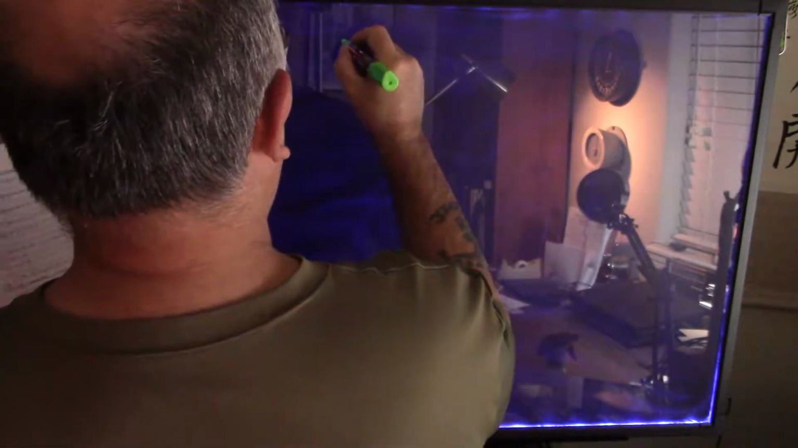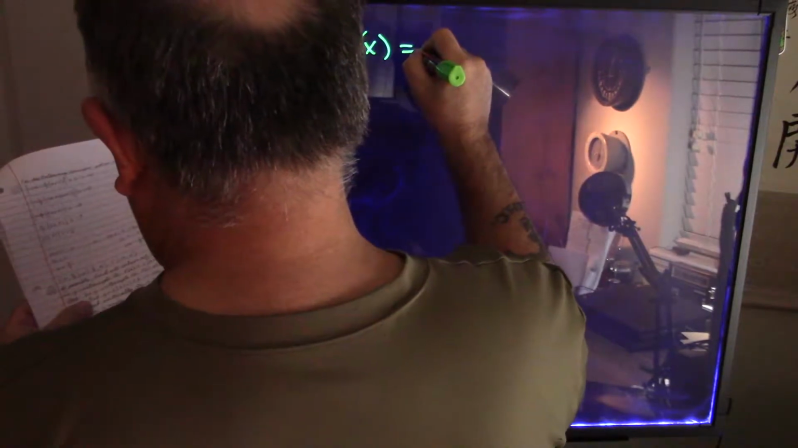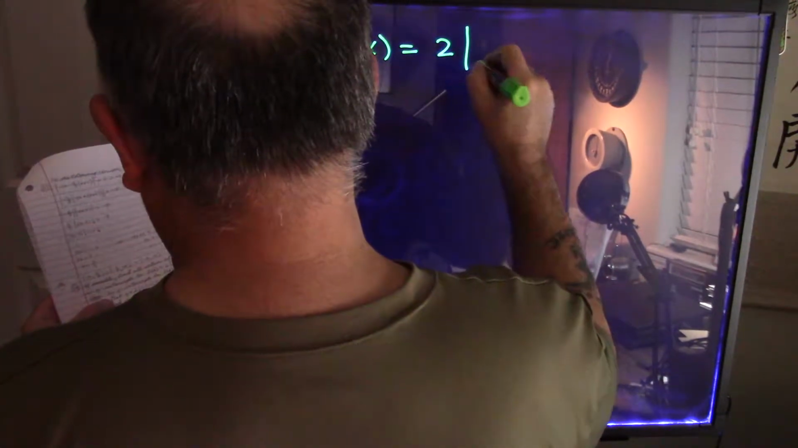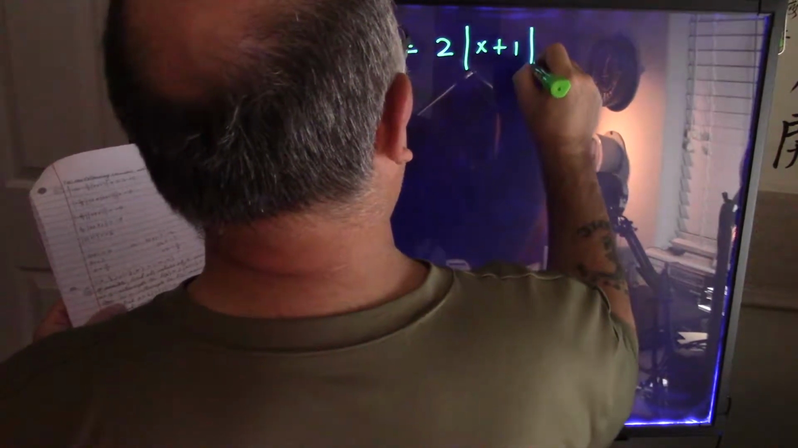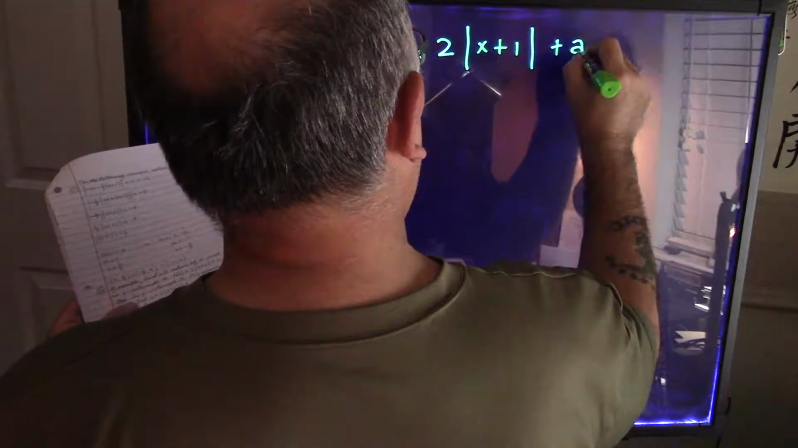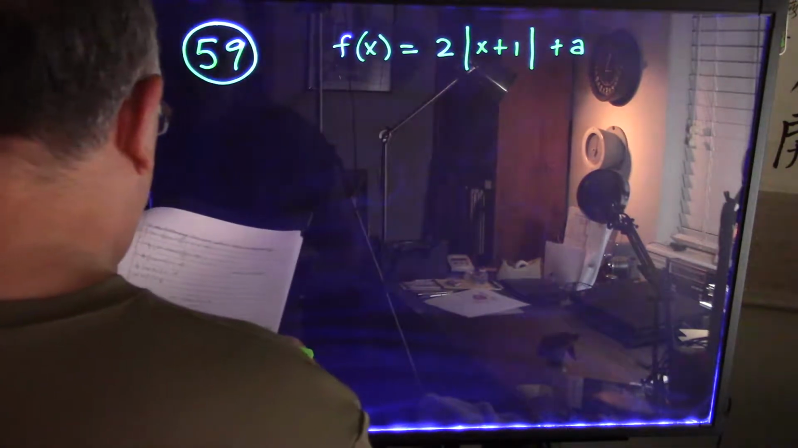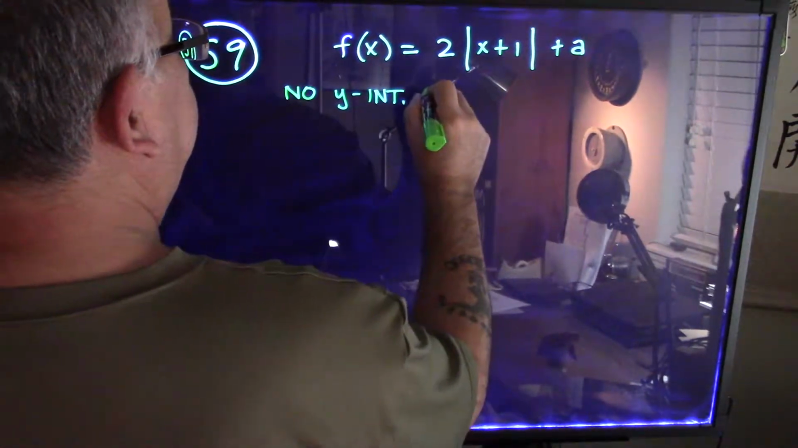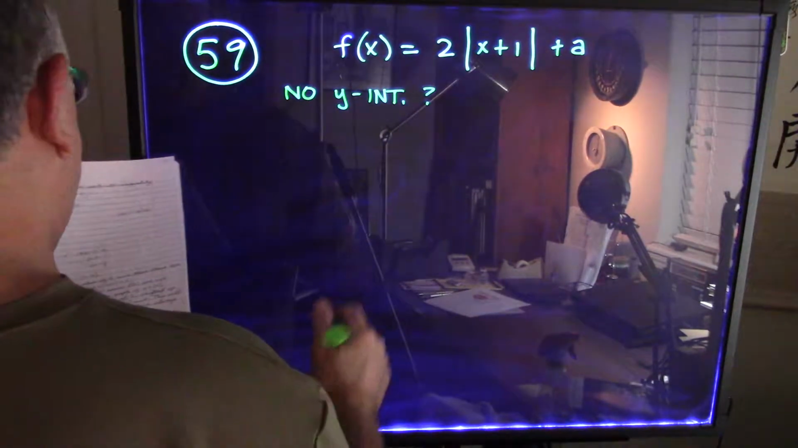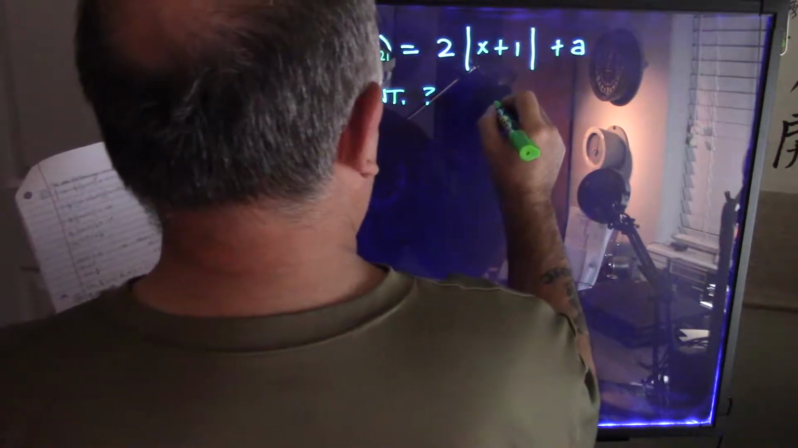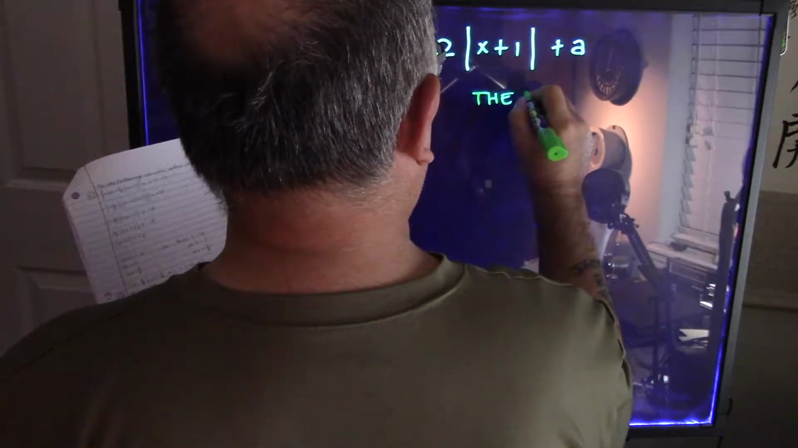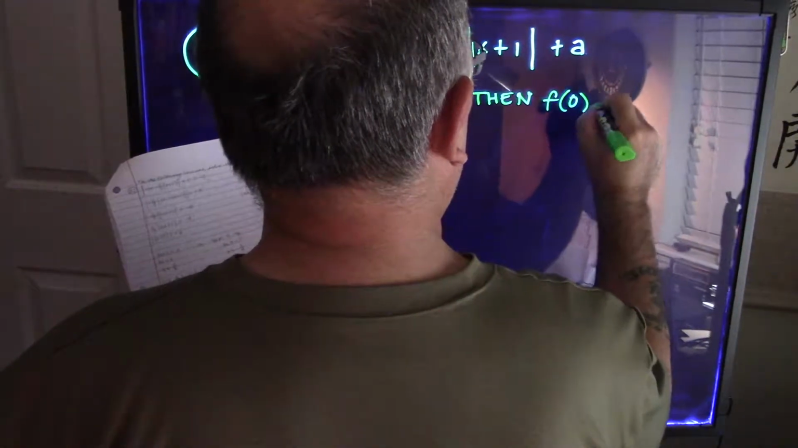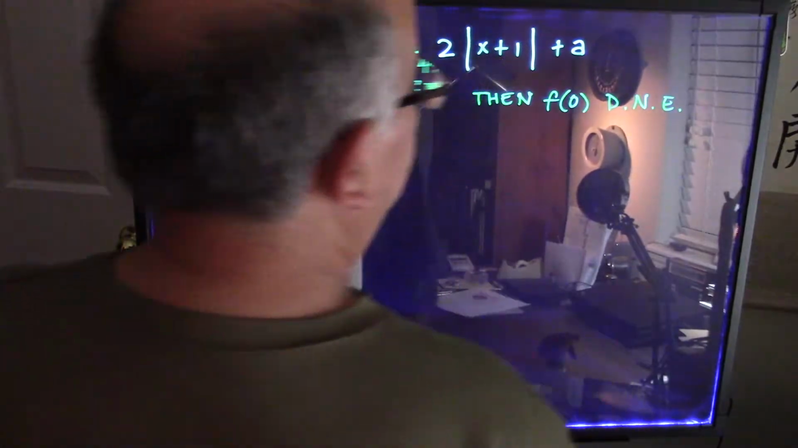Number 59. If possible, find all values of a such that there are no y-intercepts for f of x equals two times the absolute value of x plus 1, and then plus a. If you say no y-intercepts, what you're saying is that f of 0 does not exist.